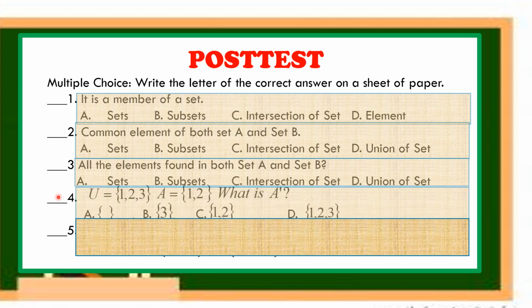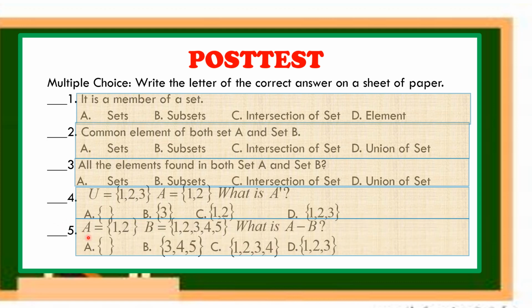Number 4, set U is a set whose elements are 1, 2, and 3. Set A is a set whose elements are 1 and 2. What is A prime? A, empty set. B, 3. C, 1, 2. D, 1, 2, 3. Number 5. Set A is a set whose elements are 1 and 2. Set B is a set whose elements are 1, 2, 3, 4, and 5. What is A minus B? Letter A, null set. Letter B, 3, 4, 5. Letter C, 1, 2, 3, 4. And letter D, 1, 2, 3.